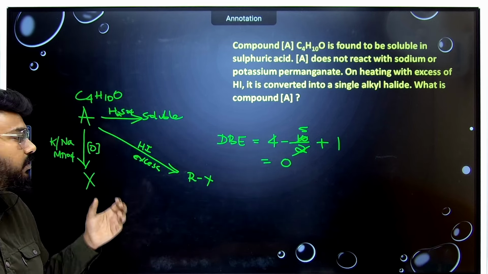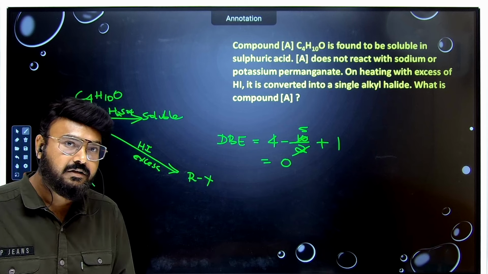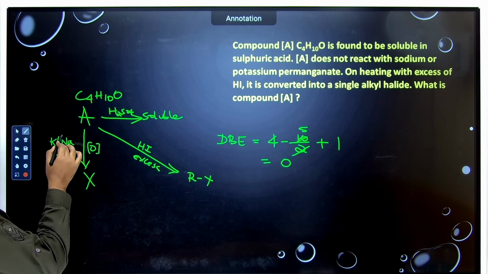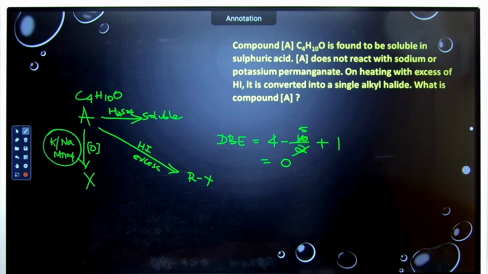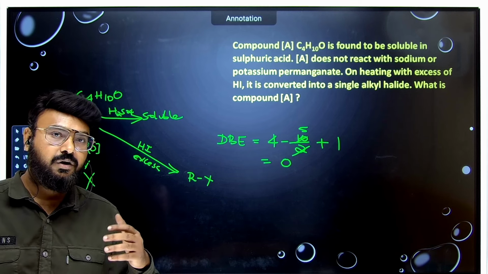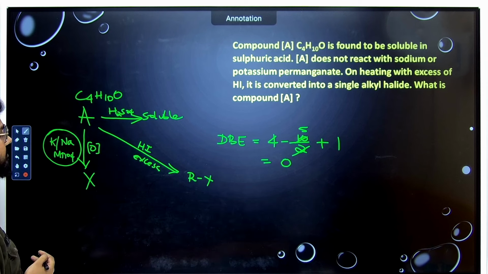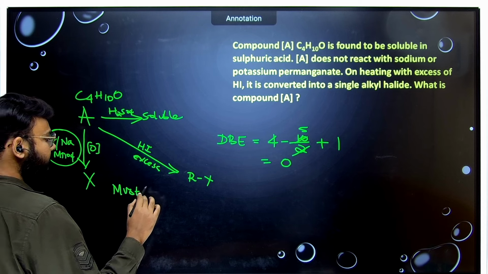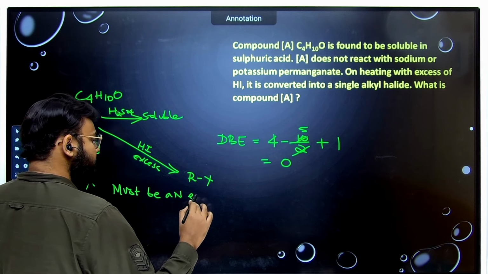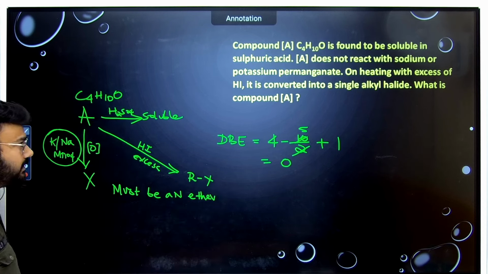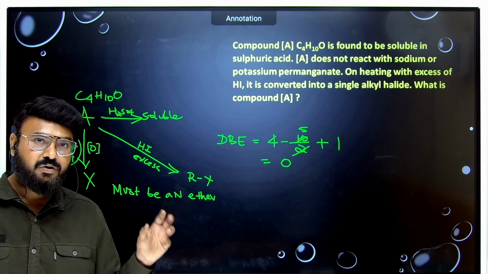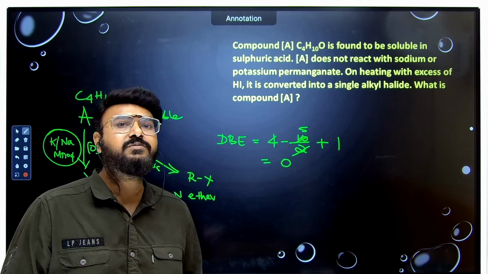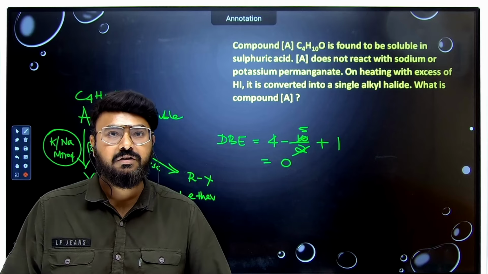Now we have the option of alcohol or ether. It can't be alcohol because it says it will not oxidize with sodium or potassium permanganate, but alcohols do oxidize. So it must be an ether. By this information, we understood it must be an ether. And we know that on the ether, when we put excess of HI, it forms alkyl halide, because the alcohol which will be formed will also change into alkyl halide.